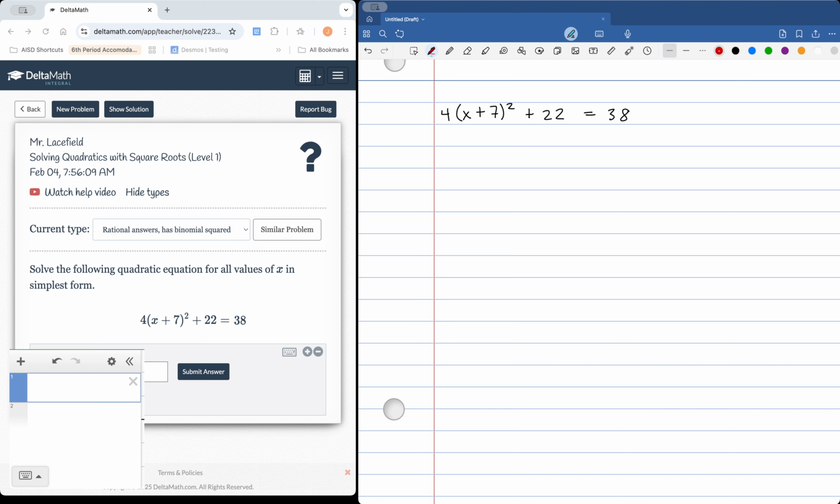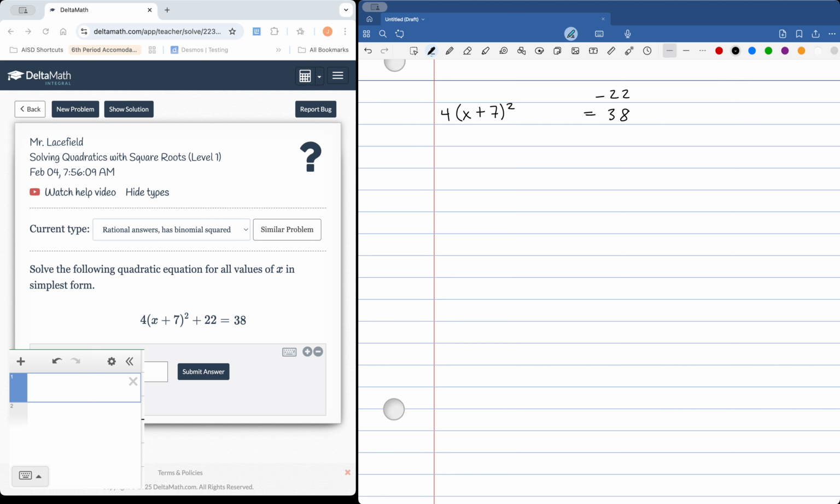So what I want to do is, I notice that this binomial is being squared. And so then if I can get rid of this constant, this 22, and move it over to the other side, and then take this factor of 4 and divide everything over here by that, it'll leave me with just the binomial being squared. And from that, we can actually take the square root of it. So first things first, let's go ahead and take this 22 and subtract it from 38. So we're going to get rid of it here.